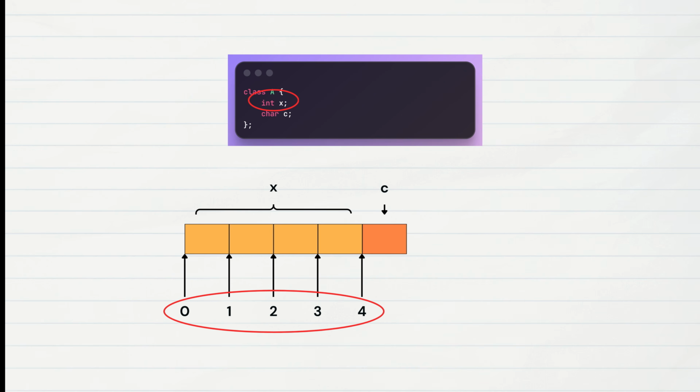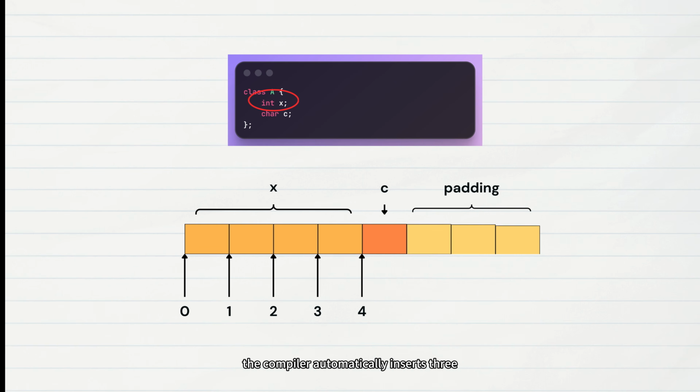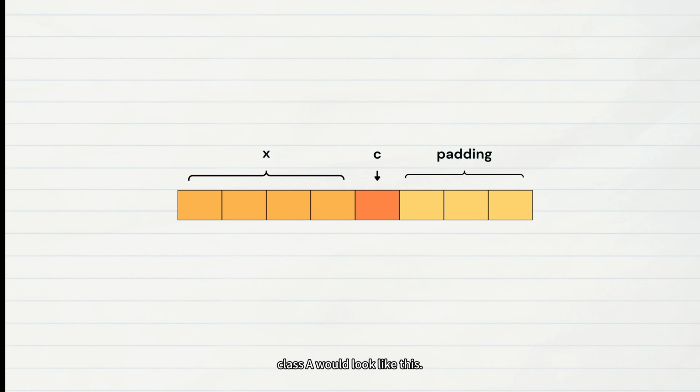Now let's calculate. We've used 5 bytes. But look at the overall alignment rule. The largest member in class A is int, with an alignment unit of 4 bytes. So the total size of the entire class must be a multiple of 4. 5 is not. The nearest multiple of 4 is 8. So the compiler automatically inserts 3 padding bytes right after char c, occupying addresses 5, 6, and 7. So the complete memory layout of class A would look like this. The total size is 8 bytes. Now you understand where those extra 3 bytes came from, right? It's not the compiler adding them randomly. The rules require that they must be added.